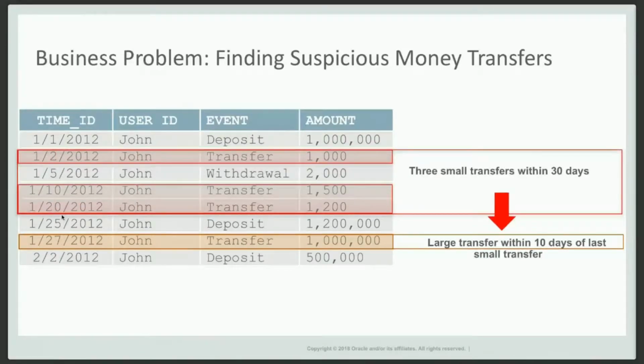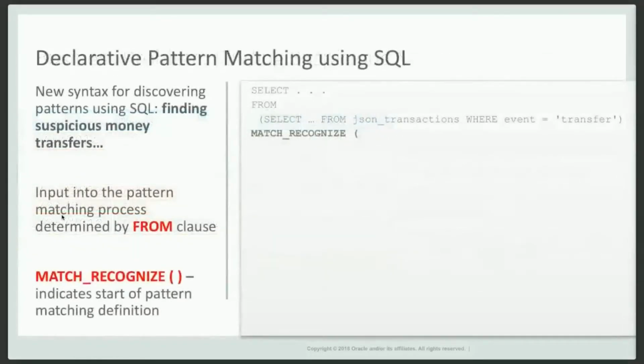So there's our 3 small transfers. There's our large transfer. That's what we need to look for. That's the pattern that I'm expecting to find. Those are the pieces of data I'm expecting Match Recognize to pull out for me and highlight as a suspicious transfer. So how do we do this?